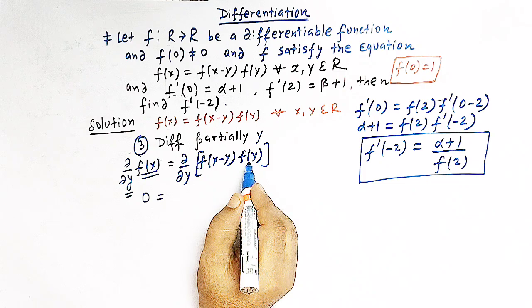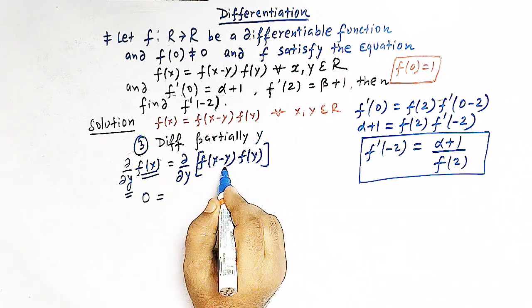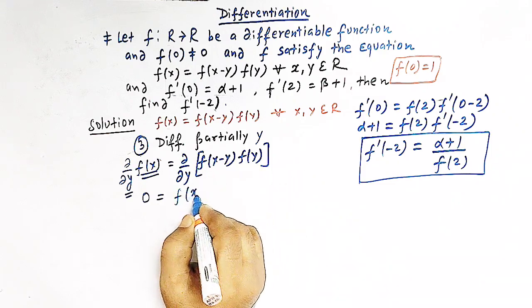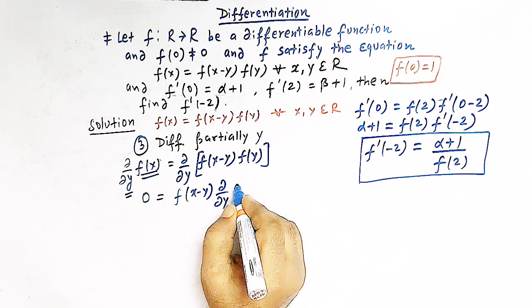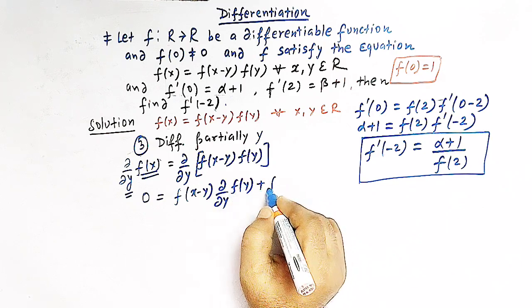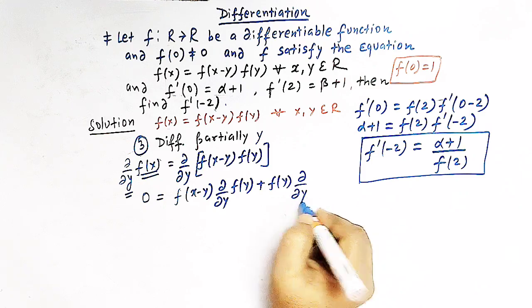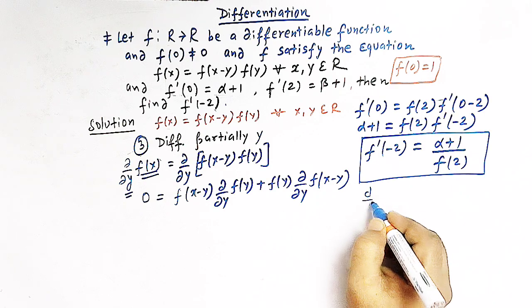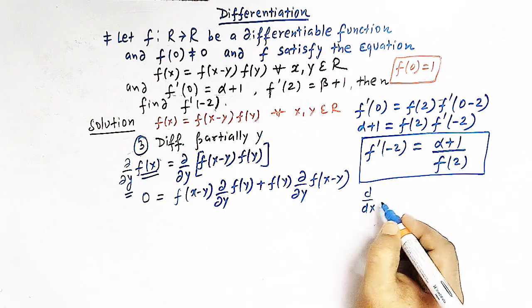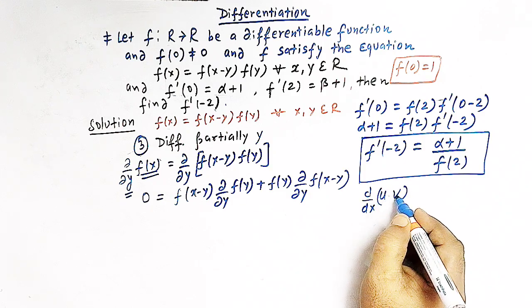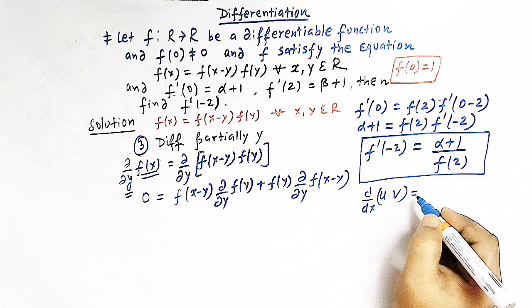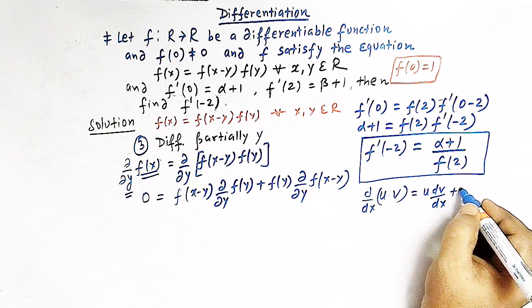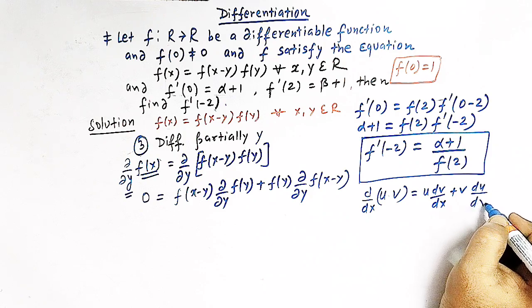Now here we have the product of two functions and both these functions contain y. So we'll apply the product rule. So first we have f of x minus y, then we have the derivative of f of y, and then we have f of y and the derivative of f of x minus y. So here we have used this result, that is d by dx of uv, where u and v are functions of say x. Then the product rule says that first we have u, then we have dv over dx, then we have v and du over dx.